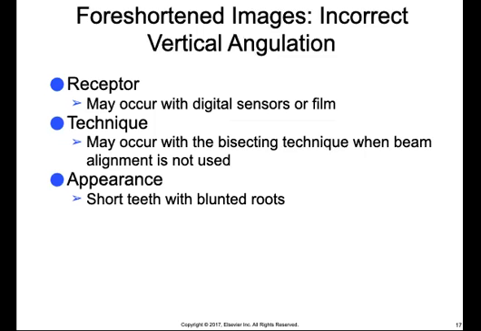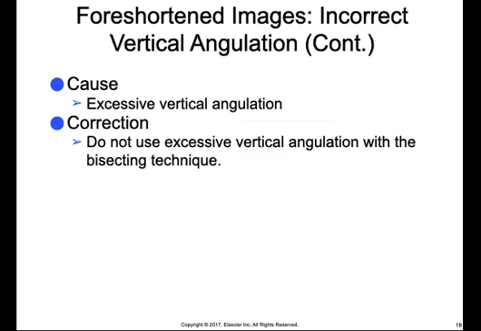So if you have foreshortened images, this means that you had the vertical angulation incorrect. This can happen with digital sensors or with film. It can also happen with the bisecting technique and also when the beam alignment is not used. The appearance is you'll have short teeth with blunted roots. And the cause is that you had too much or excessive vertical angulation. To prevent this, you want to make sure that you do not use excessive vertical angulation with the bisecting technique.